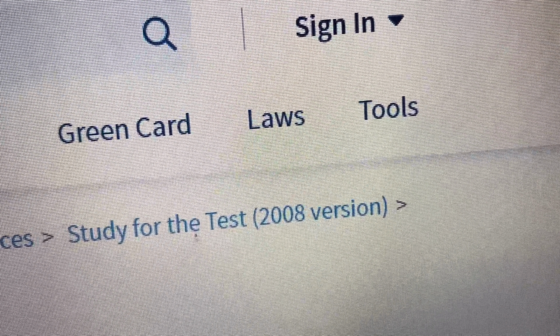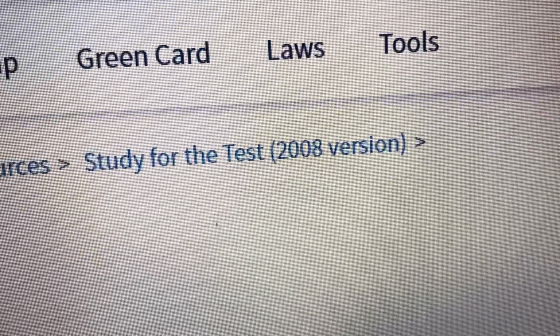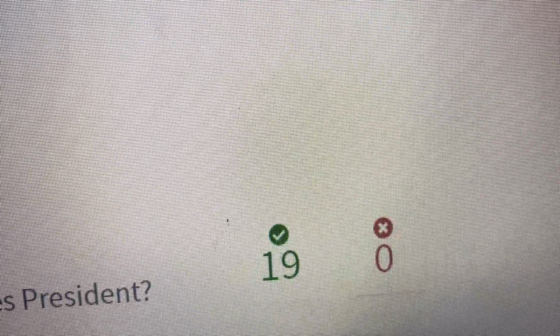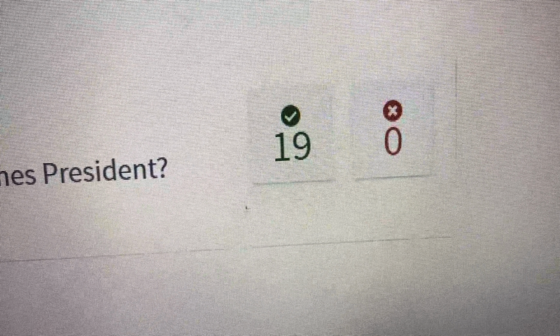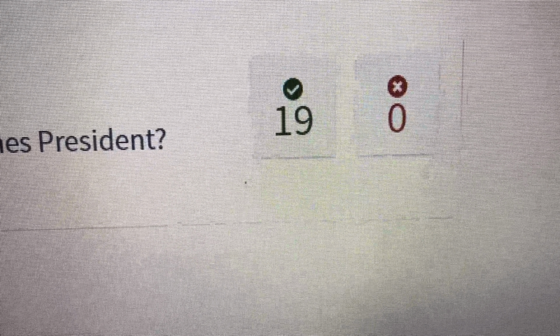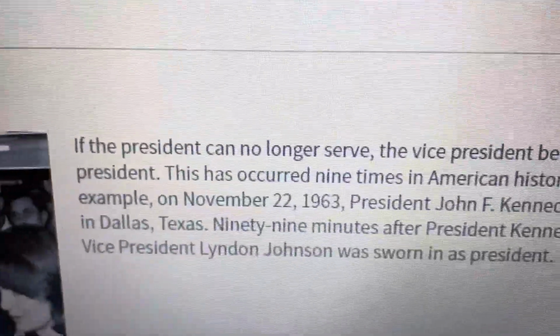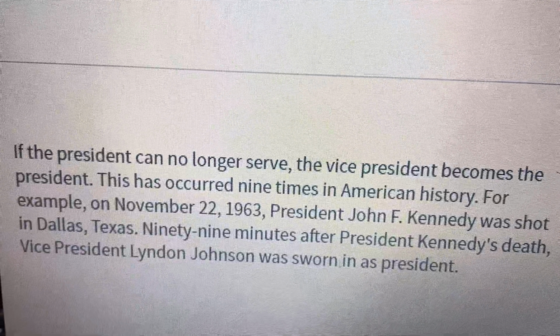But I have to add this also, what I have known. If the president and the vice president can no longer serve, the Speaker of the House will be the president. But it did not happen in history yet, okay? So if the president can no longer serve, who becomes the president? It's the vice president, see? If the president can no longer serve, the vice president becomes the president.